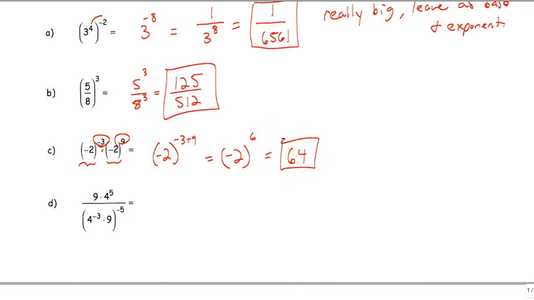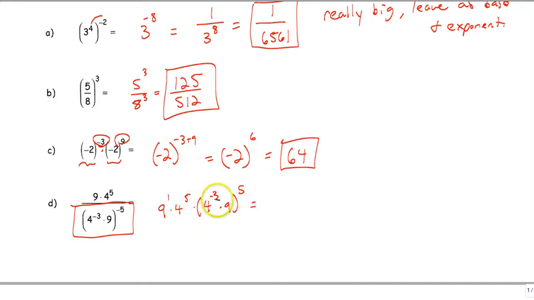Alright. This one's a little trickier. Here's what I did first. Notice how this whole thing is negative 5. That means that I can bring that up to the top with the other one. So I have a 9 to the first times 4 to the fifth times 4 to the negative third. Now, when I bring that up, it does not change this negative. Okay? It keeps that one. It just changes that one.